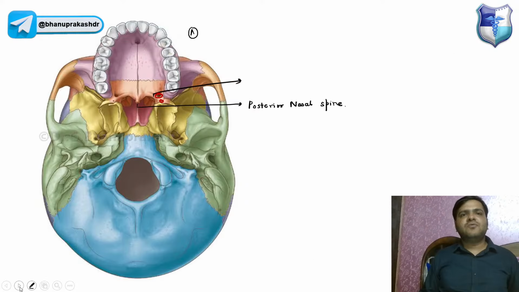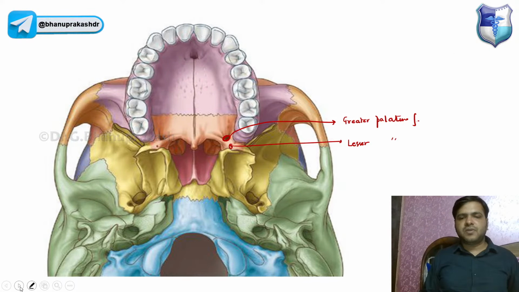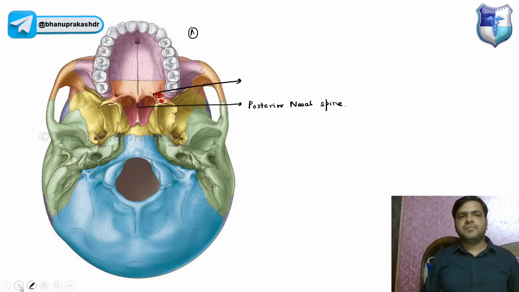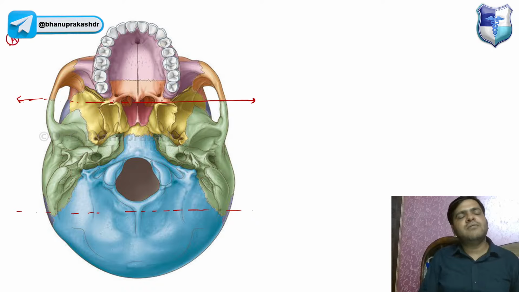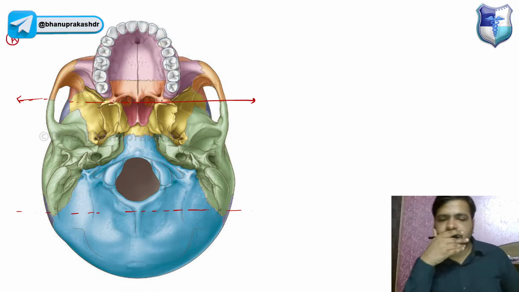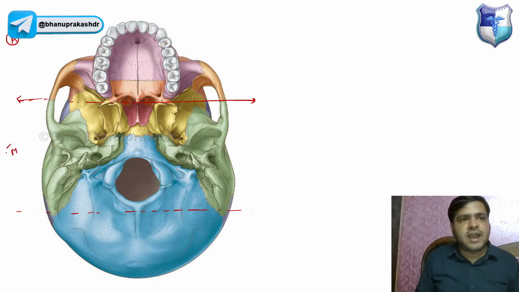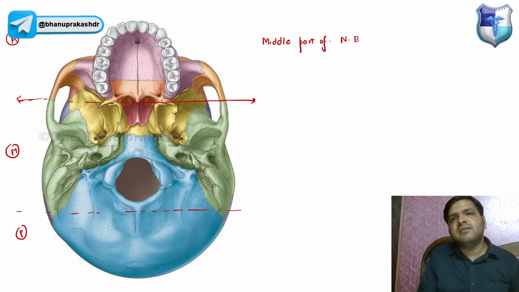Now, guys, let us focus on the middle part of the Norma Basalis externa. I will be focusing on this part right now. You already know this is one of the lines, and this is the other line which you can see over here. Let us first see what we have discussed: the anterior part. Now we are going to discuss the middle part, and then we have the posterior part. Right now I will be focusing on the middle part of Norma Basalis externa.